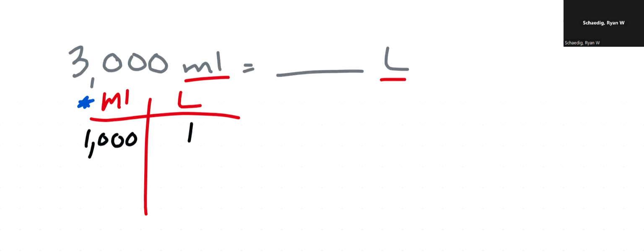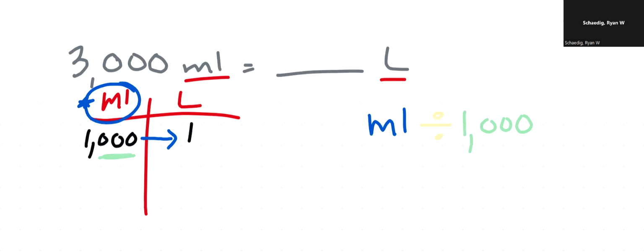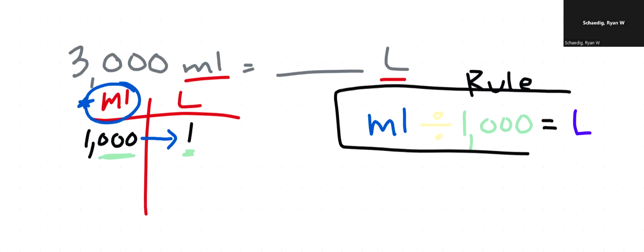Anyway, I'll start over here. And what I'm noticing is that if I take my milliliters, right? And this time I started at 1,000, but I ended at 1. So I actually got smaller. So I'm actually not multiplying this time, I'm dividing. If I take my milliliters and I divide it by 1,000, because that would make sense, 1,000 divided by 1,000 equals 1. Then that's what I'll get. I'll get my answer. My answer isn't always 1. My answer will always be liters. So this is my rule right here. My rule states that milliliters divided by 1,000 will get me my answer for liters.